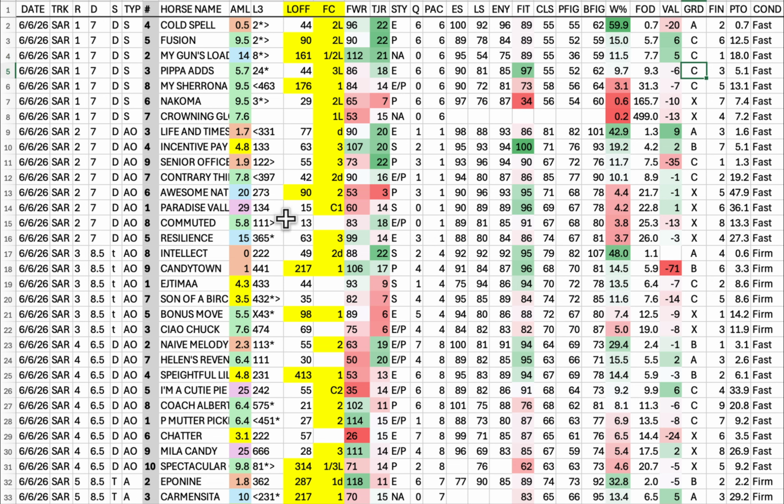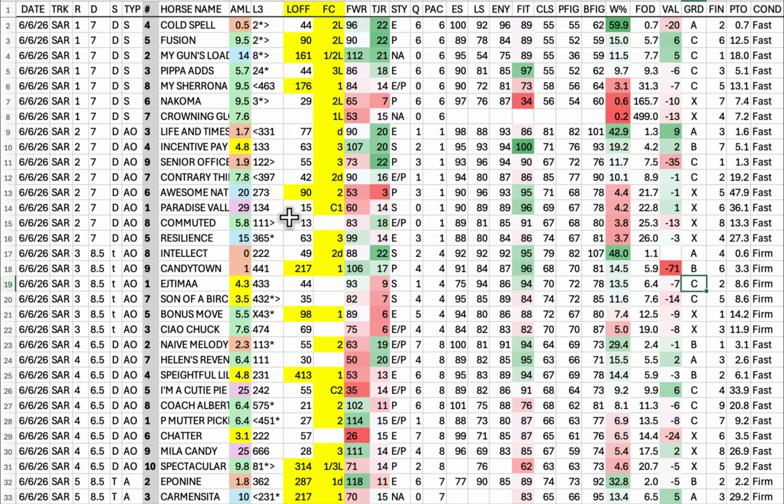Okay. The second race, senior officer won, but I didn't bet the horse. I don't remember if I even played this race, but I didn't like the negative 35 value, but that horse won with the C.